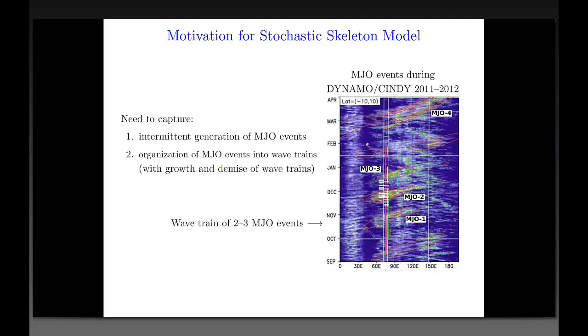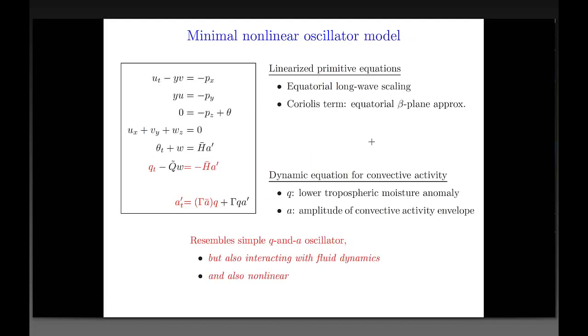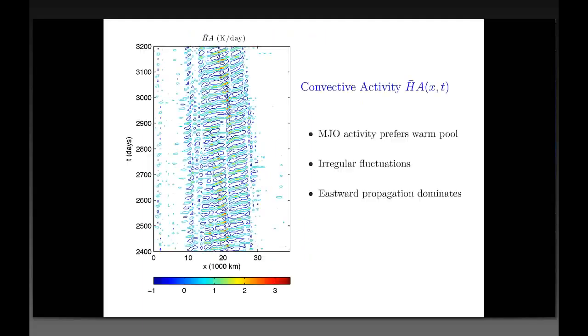So this type of a picture differs from what the model showed earlier on. If we go back to this nonlinear model results, it's interesting that there are some irregular fluctuations in each of these MJO events over a time period of about 800 days, so a few years. But what you see here is just MJO event after MJO event after MJO event.